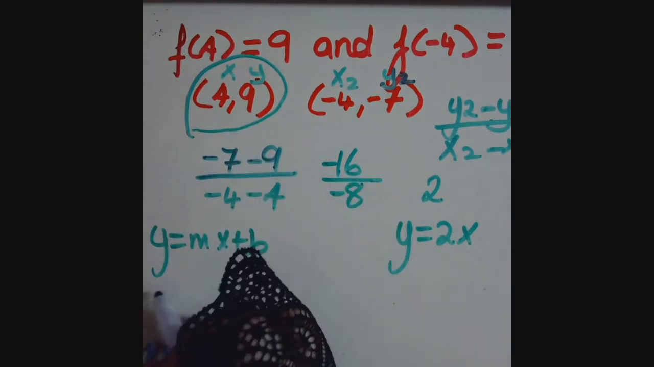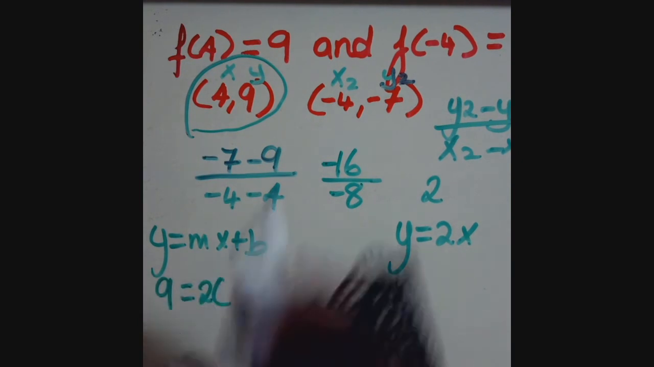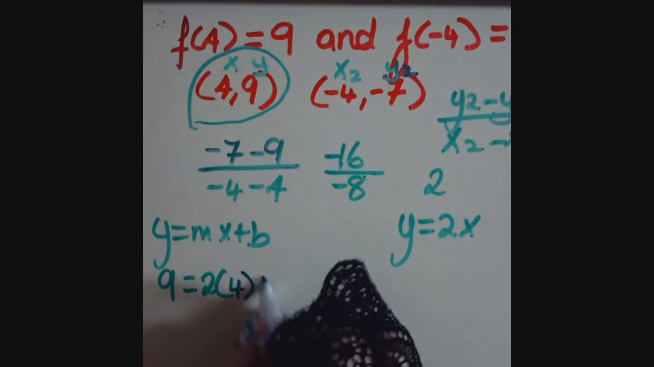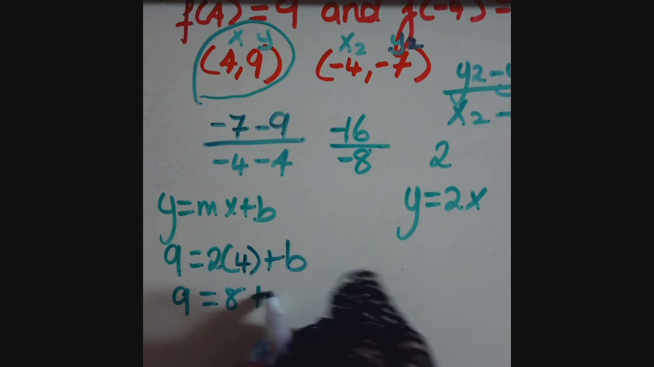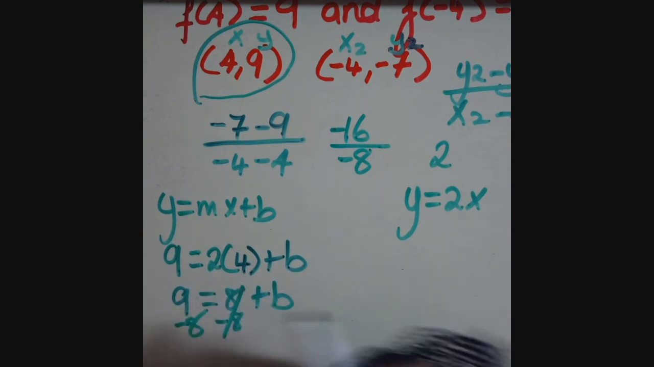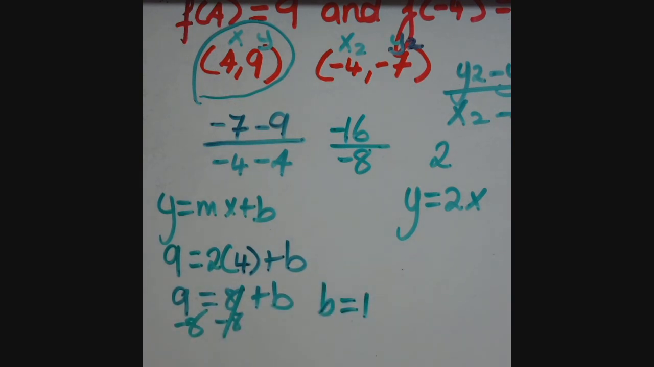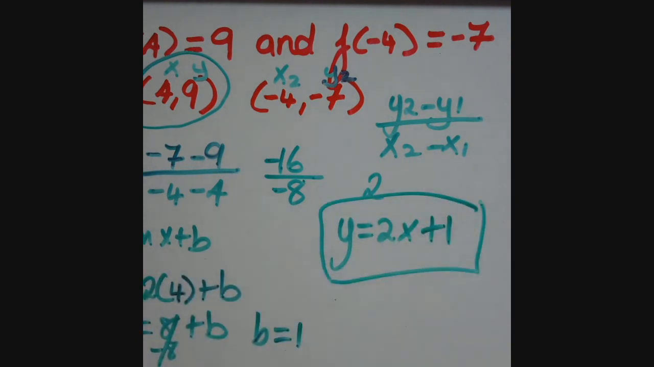So y is 9, the slope is 2, and the x here is 4, plus b. So 9 equals 8 plus b. If I subtract 8 from 9, b is going to be 1. 9 minus 8 is 1. So this is my equation. Always when you're doing homework, always box it in so I can see.